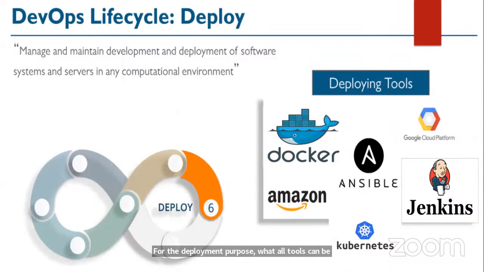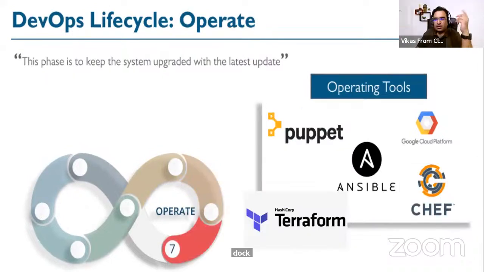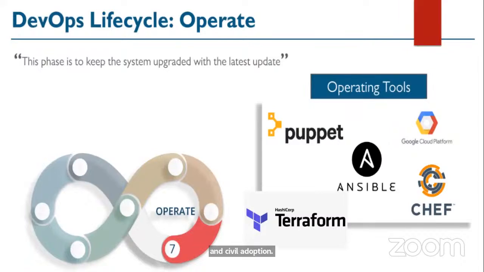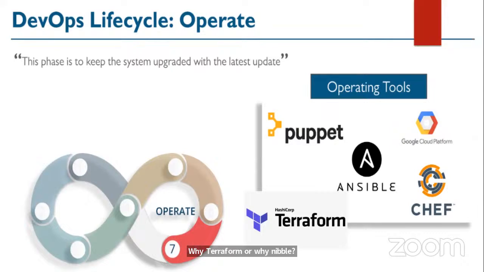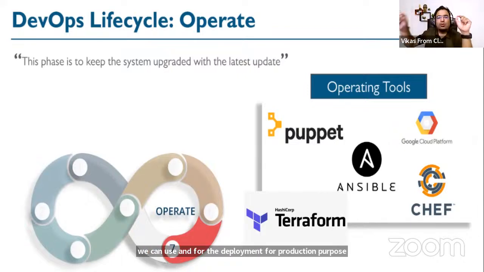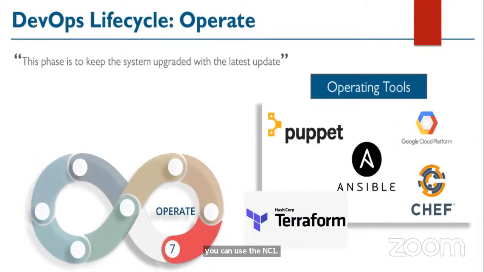Ansible, Docker, Kubernetes, Jenkins can be possible. Okay, for operation purposes, which tool are you using in your company project? Terraform, Ansible. Why Terraform or why Ansible? Terraform is used for infrastructure as a service, and for deployment and operation activities, we can use Ansible. Infra creation can be done with the help of Terraform.